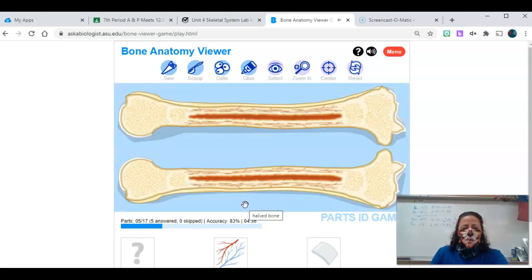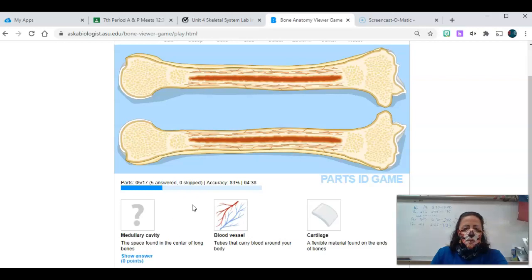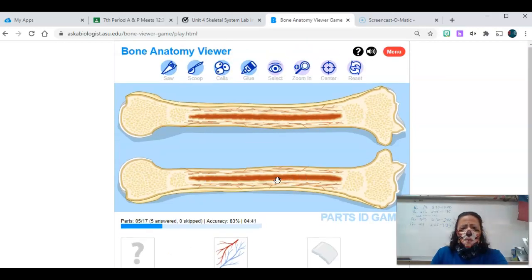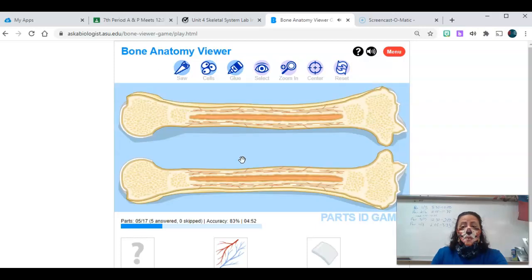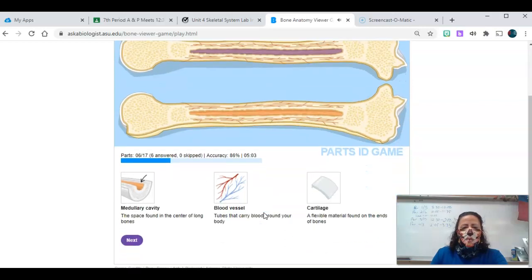All right, so medullary cavity. So this is the marrow. It's not the cavity, it's the marrow. So here's what I'm going to do. I'm going to grab the scoop and I'm going to scoop the marrow out. It's kind of gross. All right, so now the marrow is out and now I have this space here. That's going to be, I'm pretty sure, the cavity. Let's see. There it is. That's the medullary cavity. Okay. Next.